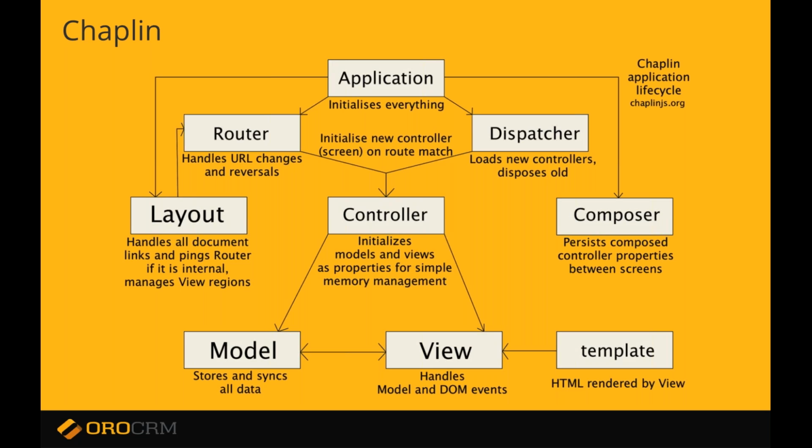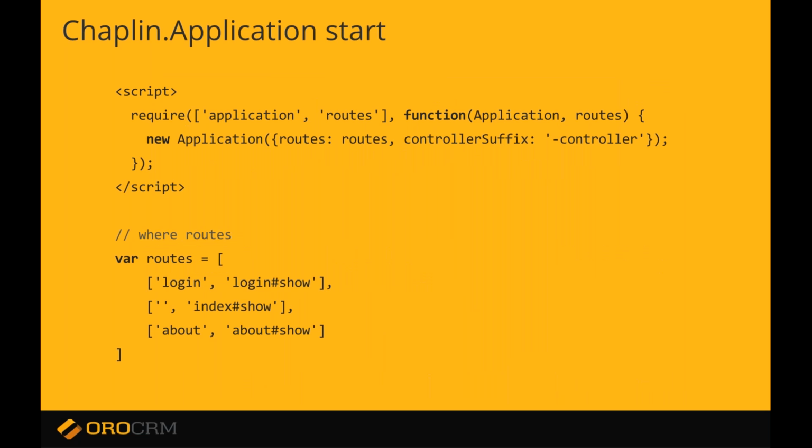Okay, let's talk a bit about each of them separately. First, here you can see how the application starts. So basically, we require two elements: the application constructor and a list of routes. The list of routes you see below is a list with the URL pattern on the left side, and on the right side the controller and the action method of the controller. So login is the name of the controller, and show is the method of the login controller.